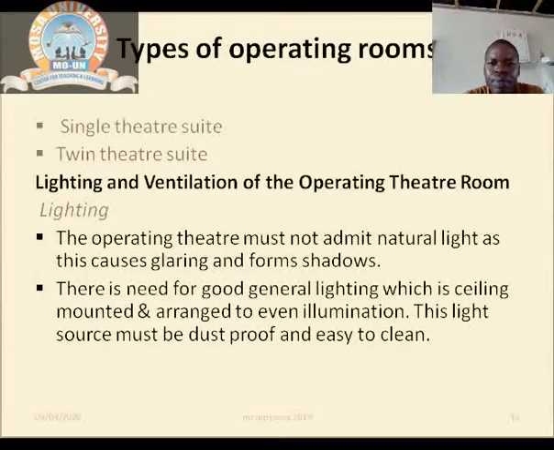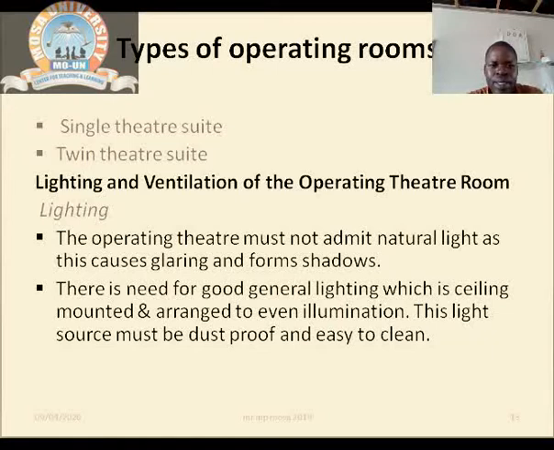Then let us look at types of operating rooms. We have what we call single theater suite and twin theater suite. So under single theater suite, we're just talking of an operating theater which doesn't have many operating theaters. It's just one room. But when you talk of twin theater suites, we're talking of a theater which has other theaters inside, like this is theater 1, theater 2, theater 3. There are other theaters within it.